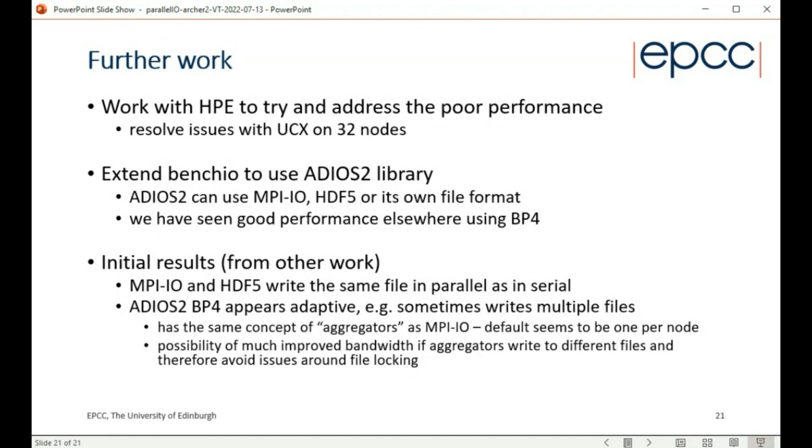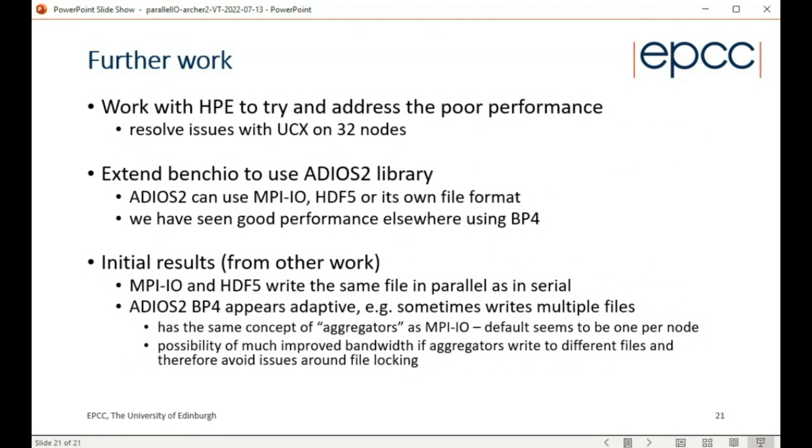So further work with HPE to try and address the poor performance and resolve the issue of the UCX translation. That may have gone away. I want to extend MPI-IO to use the Adios2 library. Adios2 is a more modern library, and it ditches this idea of reproducing the serial file.